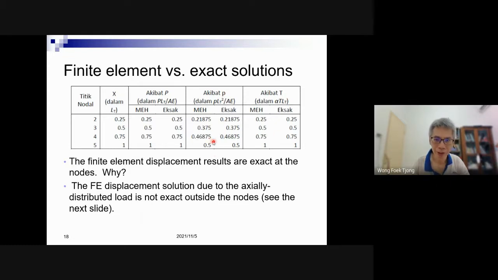You see, using 4 elements, all the results are exact. So we can conclude that the two-noded bar element gives exact results at the nodes, or nodally exact. We call that the finite element result is nodally exact for this problem.